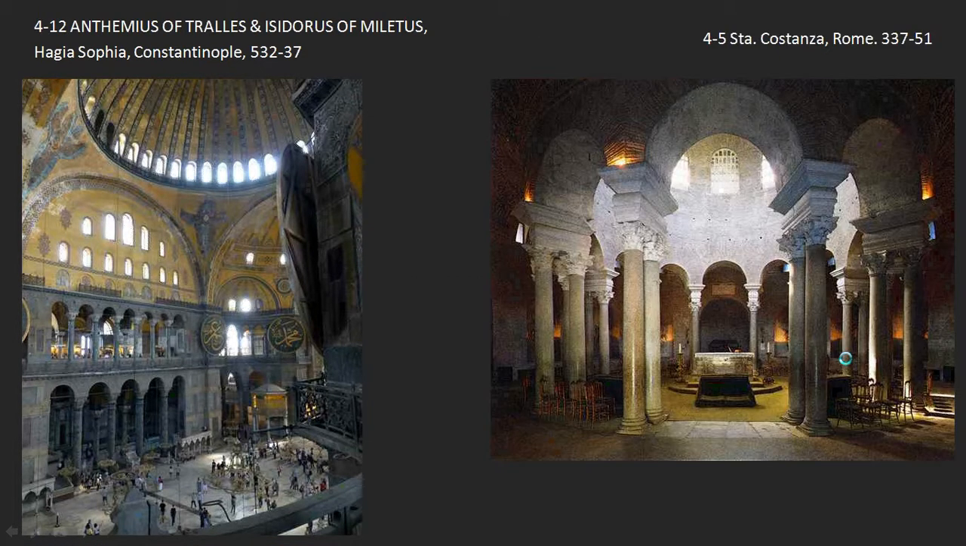Central plan churches were used in the West as well, but where they were used in Rome, they were based on the old Roman example of a mausoleum. And so the Church of Santa Costanza, for example, was built to house the tomb of Constantine's daughter. And it too is a central plan church, but this is because that was the norm for mausoleum churches.